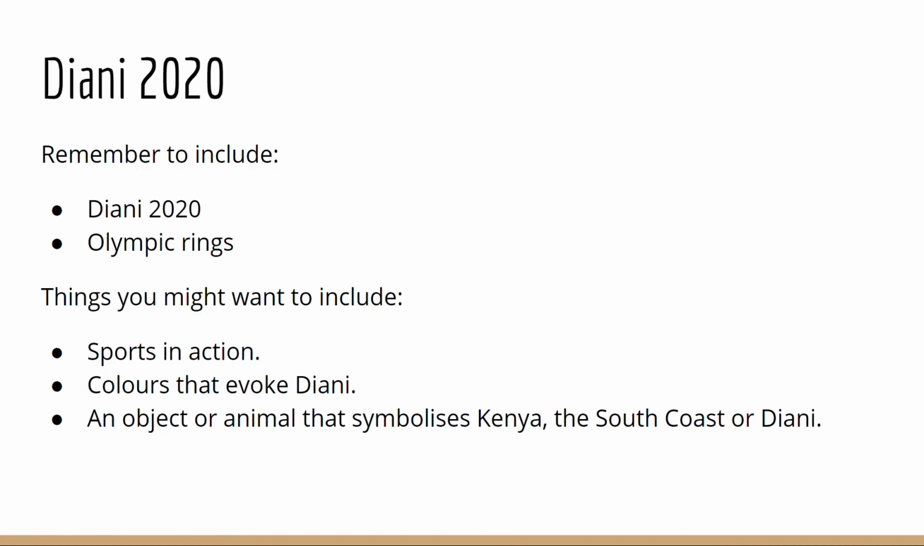Now it's your turn to build your own poster. So grab a big piece of paper. Hopefully you have big sketching paper. If not, just a small one is also good. And remember to include big Diani 2020, so everybody knows that these Olympics are happening in Diani and it's the year 2020. Add your Olympic rings. It's a symbol of the Olympics.